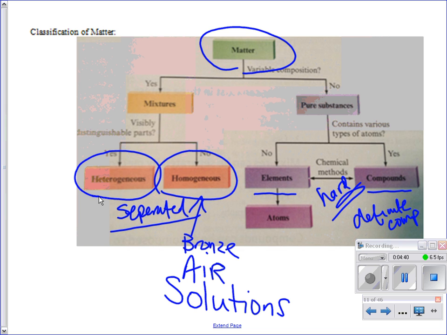Give me some examples of some heterogeneous things. Trail mix. Pond water, yeah. A mixed salad. Okay. Sand and water. If I put oil and water together, right? Any nonpolar substance, you know that density problem we did yesterday with the layers? That would be a heterogeneous mixture.